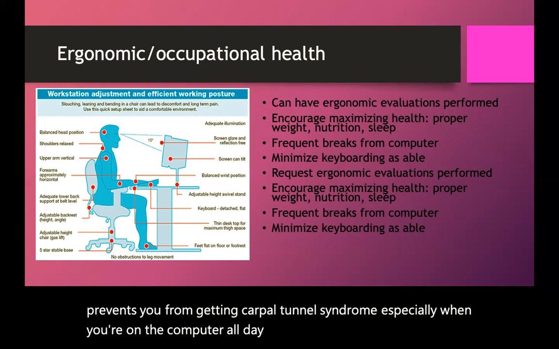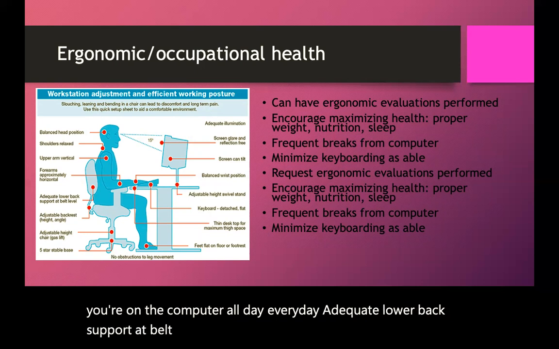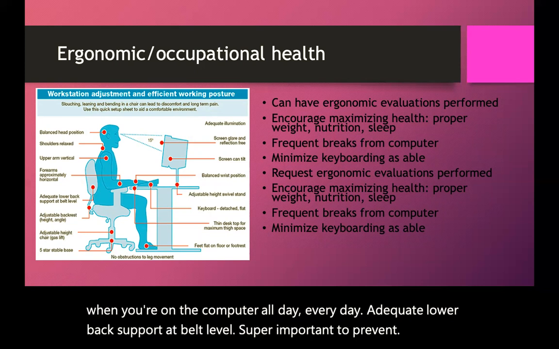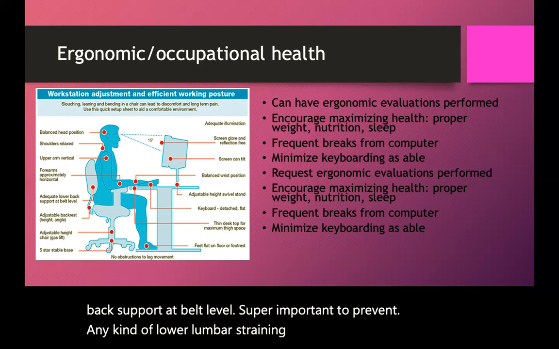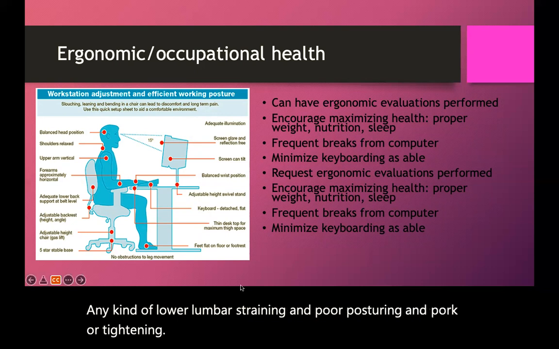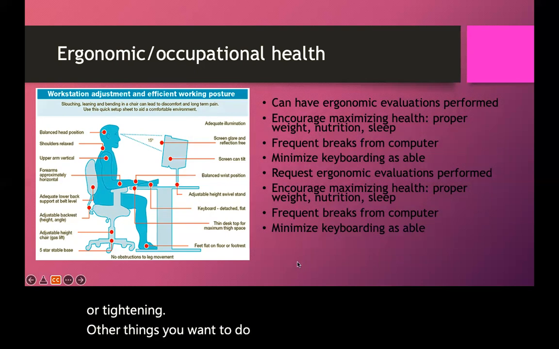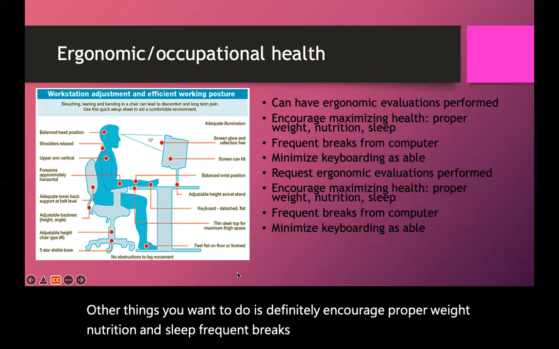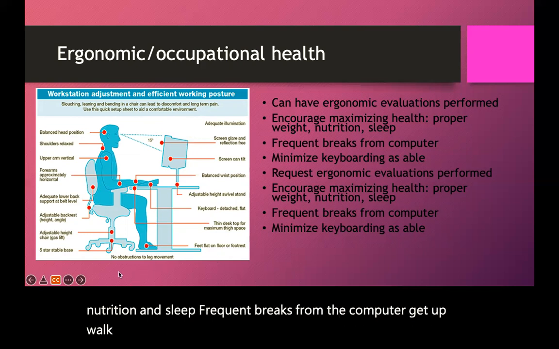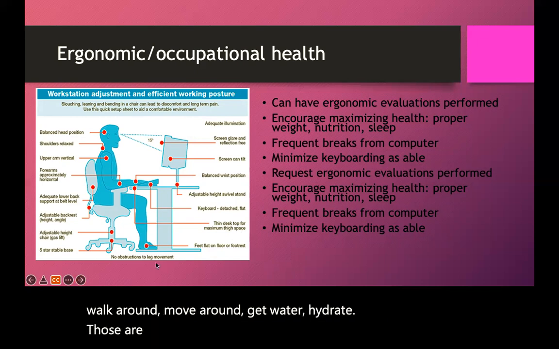Adequate lower back support at belt level, super important to prevent any kind of lower lumbar straining and poor posturing and poor core tightening. Other things you want to do is definitely encourage proper weight, nutrition, and sleep, frequent breaks from the computer, get up, walk around, move around, get water, hydrate. Those are really important in terms of preventing injury and preventing re-injury.